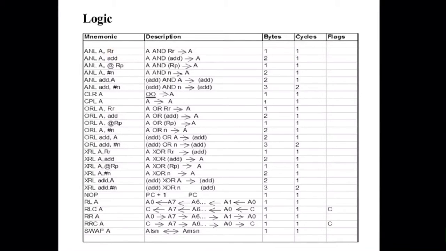This performs logical AND. What is logical AND? Whenever both inputs are 1, the output is 1. Otherwise, in all other cases, the output is 0. After the logical AND operation between A and Rn, the result is saved in A. The bytes column tells how many opcode bytes this instruction generates, and the cycles column gives how many machine cycles it takes to execute the instruction.